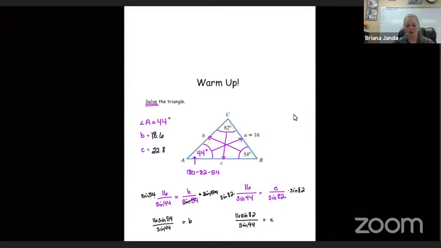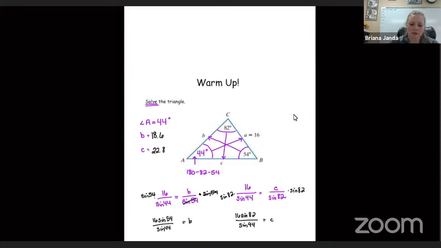22.8. And again, always keeping things relative to what we know about triangles. The longest side should be across from our largest angle, shortest side across from our smallest angle, etc. That just gets us back into how we use law of sines.